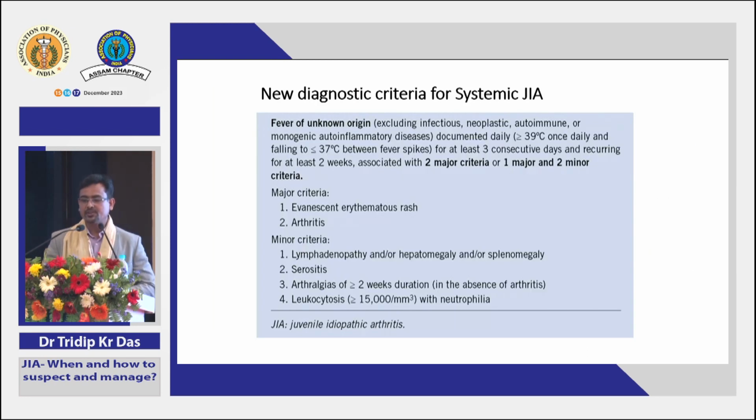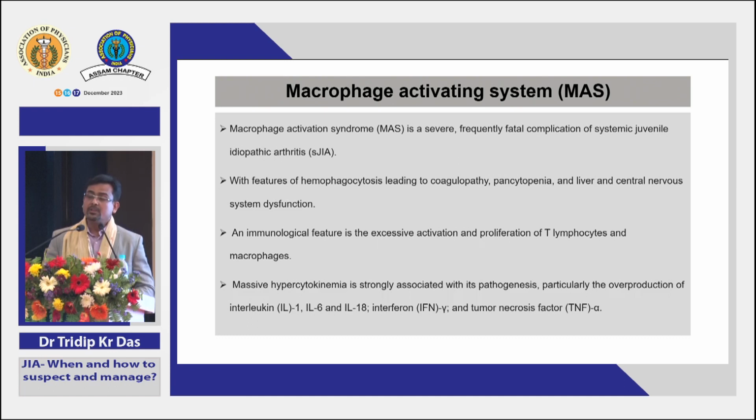The diagnostic criteria for systemic JIA are fever of unknown origin persisting for 3 consecutive days and recurring for at least 2 weeks, as well as 2 major criteria and 1 minor criterion. Major criteria are evanescent or transient erythematous rash and arthritis, and the minor criteria are lymphadenopathy, serositis, arthralgia, and leukocytosis. With any 2 major criteria, or 1 major and 2 minor criteria, the patient may be suffering from systemic JIA. One of the most dreaded and fatal complications of systemic JIA is macrophage activation syndrome.